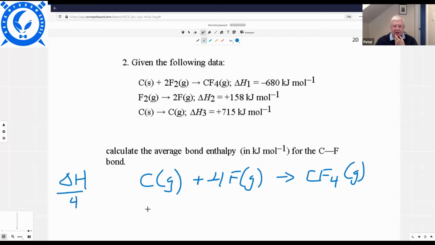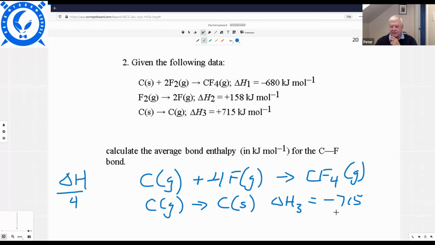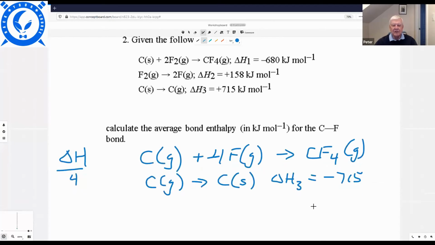So that tells me if I want carbon gas as the reactant, I can then flip the bottom equation around and write that carbon gas goes to carbon solid. And that will have a delta H3, because I've now flipped it around. It'll be minus 715 kilojoules per mole. I'm not going to worry about the units. Right? I've got to change the sign because I'm now doing the opposite of what is given.